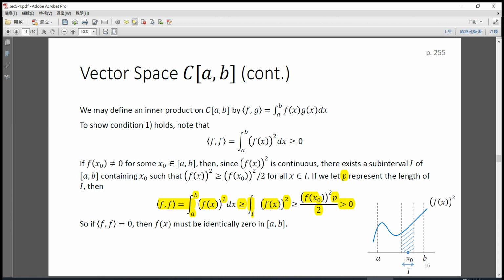Because f of x0 is not 0 and p is positive, we have proved that if there exists x0 in AB such that f of x0 is not 0, then the inner product of f and itself is greater than 0. Hence, if the inner product of f and itself equals 0, then f of x must be identically 0 in the interval AB. If this is not the case, there will exist x0 in AB such that f of x0 is not 0, and this will imply the inner product of f and itself is greater than 0. In view of the above, the proof is finished.